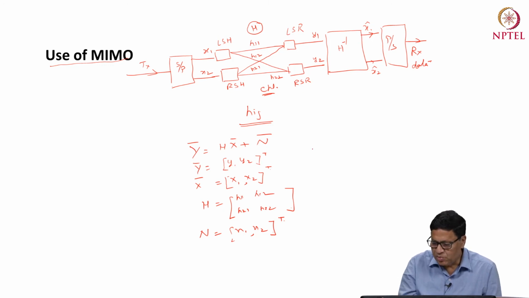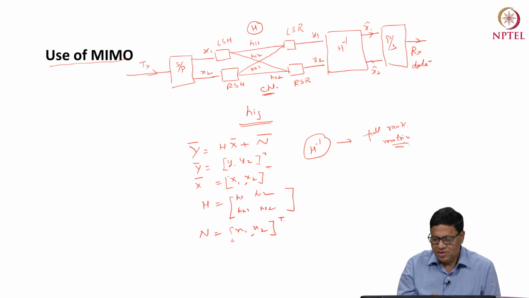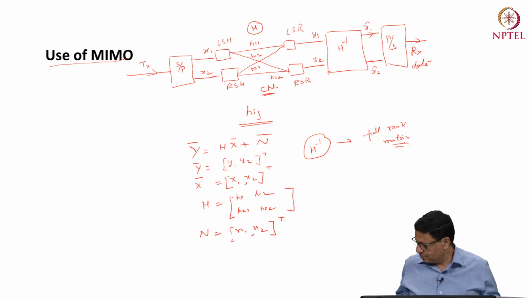In order to take the inverse, H inverse, it has to be a full rank matrix. So one has to ensure that we get a full rank matrix, only then inverse is possible. So using this, one can get better throughput or better performance in the system. So this is how MIMO principles can be used in vehicle-to-vehicle communication or car-to-car communication.